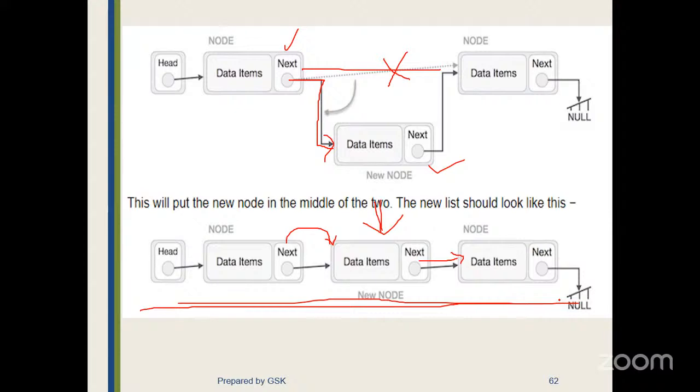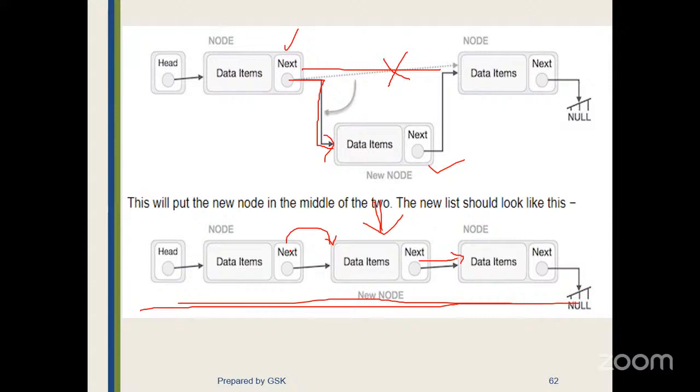Wherever you want to insert, you can follow the same procedure. Okay. New node next field must be addressed to the right side node. And what is the node available before the new node? That node link field must be address the new node address. You must follow these steps to insert a new node in any position in the given linked list.